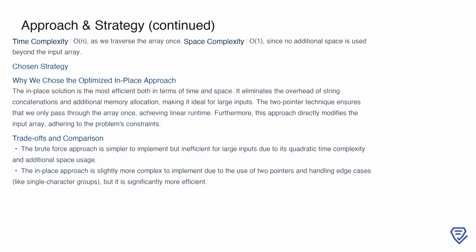The two-pointer technique is central to this efficiency, ensuring that we handle the array with minimal overhead. While the brute force method is easier to implement, it falls short for larger inputs due to its quadratic time complexity and extra space usage. The in-place approach, though slightly more complex due to the need to manage pointers in edge cases, such as single character groups, is far more efficient and robust, making it the ideal choice. These trade-offs highlight the importance of optimizing for both time and space, especially when dealing with larger datasets.